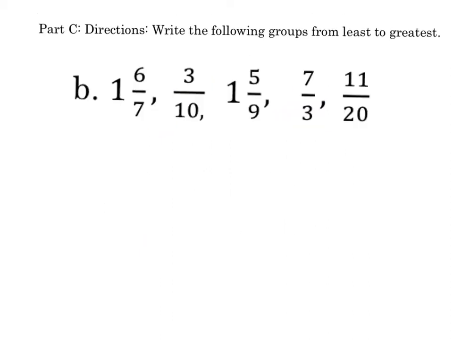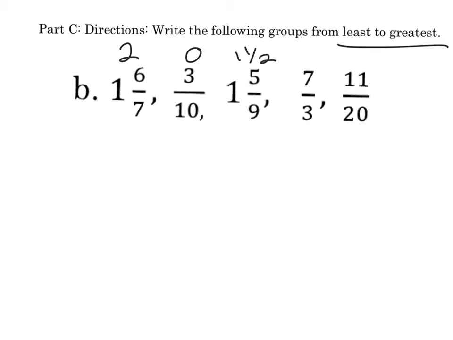Okay, we are on to B. We are also writing these from least to greatest. So first thing, once again, look for those numbers that you know. So this is 1 6/7. So this is really close to 2. 3/10 is close to 0. 1 5/9 is close to 1 1/2.